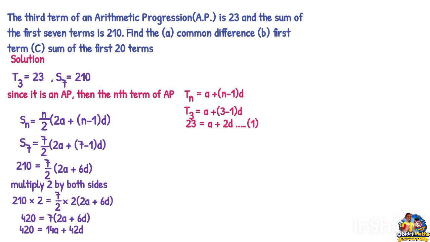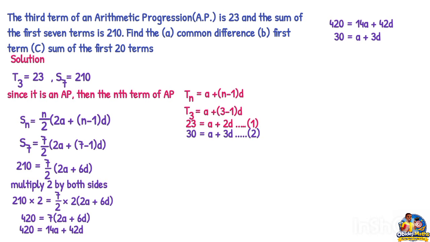If you notice very well, 7 can go into everything, so we can divide both sides by 7, because 7 can go into 420, 14a and 42d. Actually, 14 can go in, so let's use 14 to divide. That will be 30 equals a plus 3d, because 14 can go into 420, 14 can go into 14a, 14 can go into 42d. We can call that equation 2.